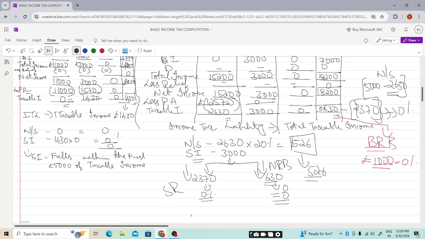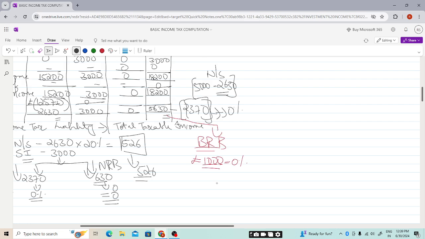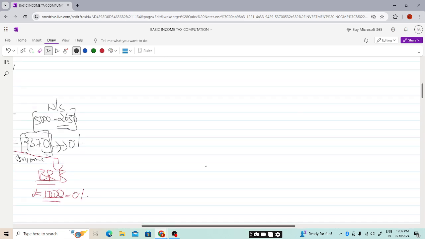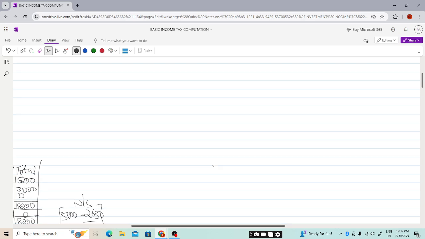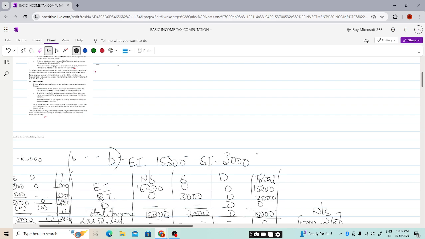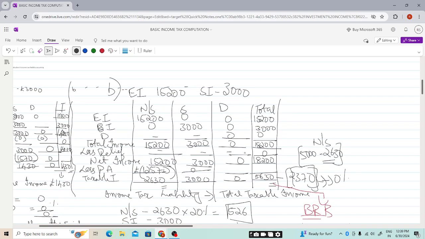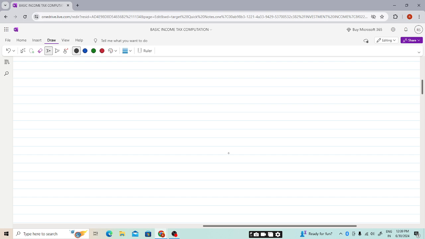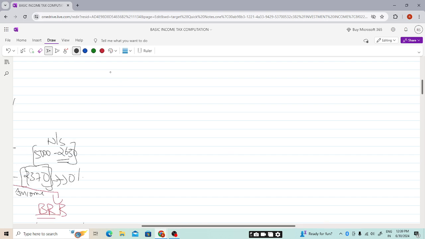Clear with this? So further we'll be doing one more question, the sub question, that is part C. So in part C, what was our employment income? Our employment income was 29,000. Saving income was 3,000.